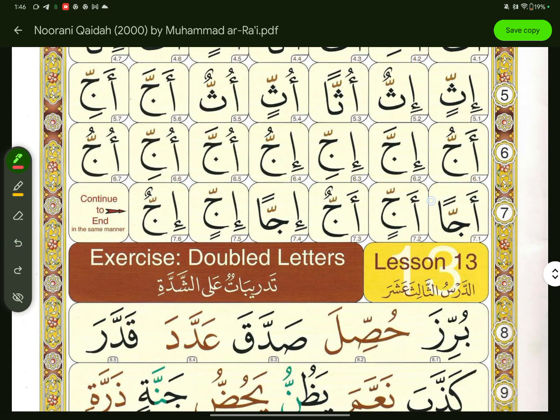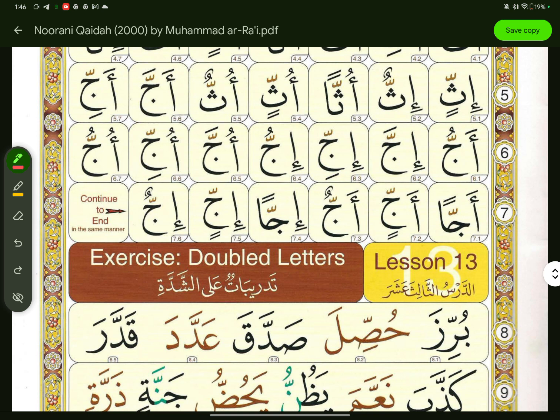Ajjan, ajjin, ajjun, idjan, idjin, idjun. Simple as that. It's not complicated. Just doubling the letter that's already there, the first part of the letter. Think about it as the letter being there twice.